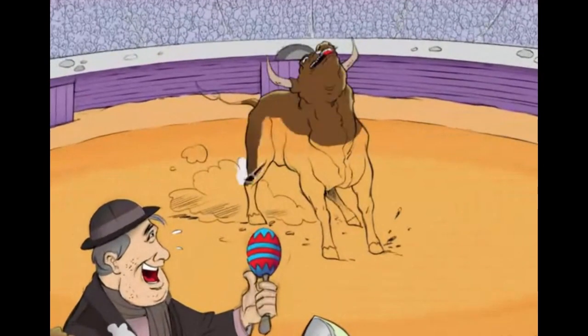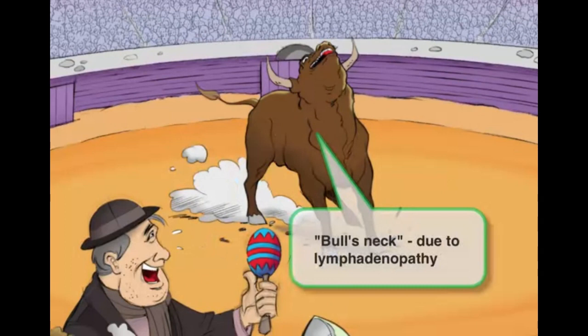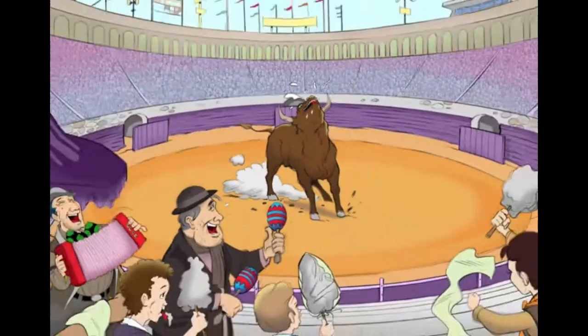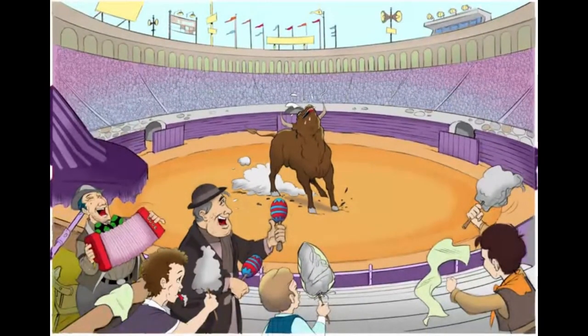Let's draw our bull here, and he's extending his head backwards to display his massive bull neck. We'll also draw some droplets coming out of his mouth as he charges to remind you that it's transmitted by respiratory droplets. If this toxin gets into the bloodstream, it can have systemic effects, both on the heart and nervous system.